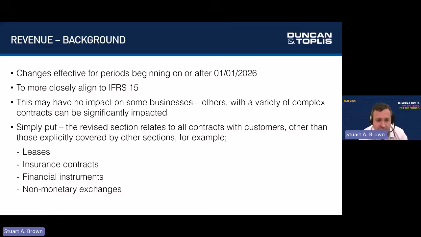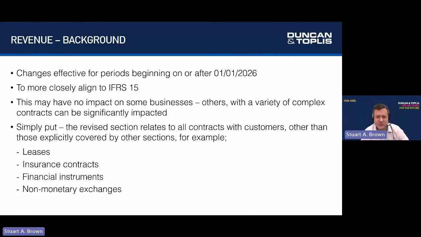The motivation behind this is to more closely align to international reporting standards, specifically IFRS 15. Now, the big message here is that this could have a very significant impact on your business. If you have lots of different contracts with customers, especially with variable terms, bespoke terms per customer, then it can have a big impact on you. For others, it might not have any impact. If you buy something and sell it at a set price and there's one item, then this revenue section probably won't impact you very much at all.